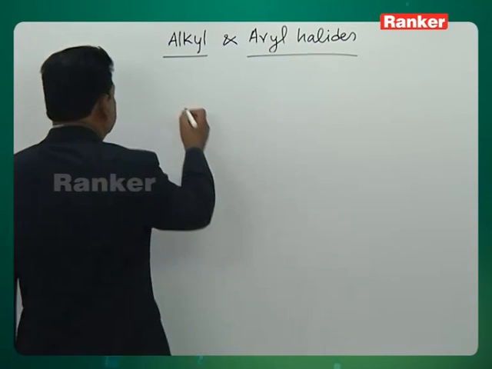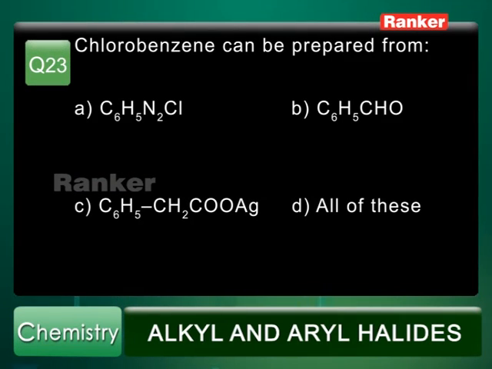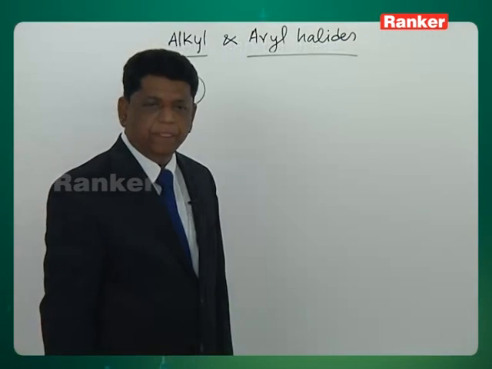So, option D is the right answer. Let us go to the next question, 23. Chlorobenzene can be prepared from which starting material? He is asking which compound is suitable. Compound A is benzene diazonium chloride, option B is benzaldehyde, option C is benzene with acetic acid, and D is all of these.